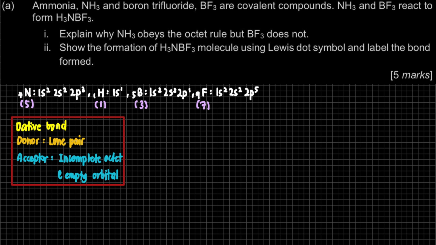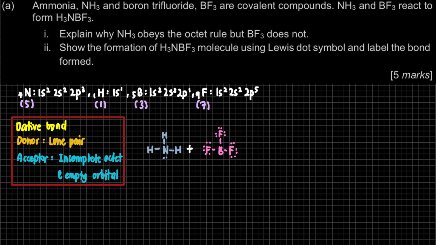So how do we know which one is the donor and which one is the acceptor? Donor is the one that has the lone pair. Acceptor is the atom that has an incomplete octet or empty orbital. From the previous step, we have drawn the Lewis structure. So now we must determine which one is the donor and which one is the acceptor. For the donor, it must contain a lone pair. As we can see, our nitrogen atom contains a lone pair, and the fluorine also contains a lone pair. So donor we're not that sure about. Then let's check for the acceptor. Acceptor is either an incomplete octet or empty orbital.